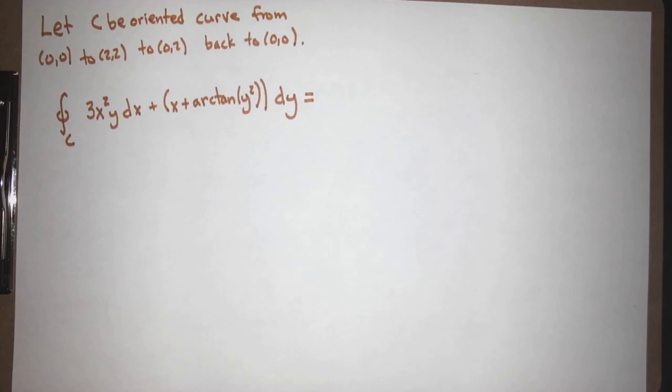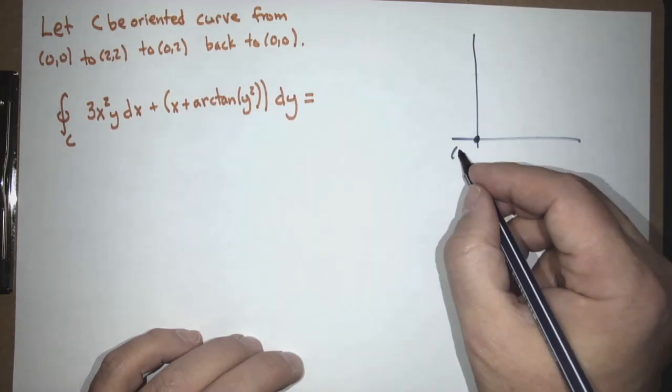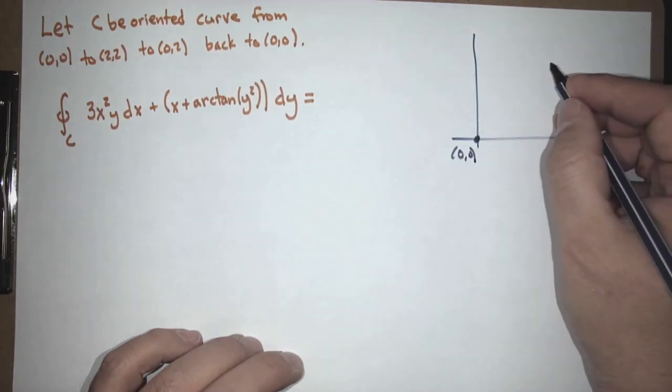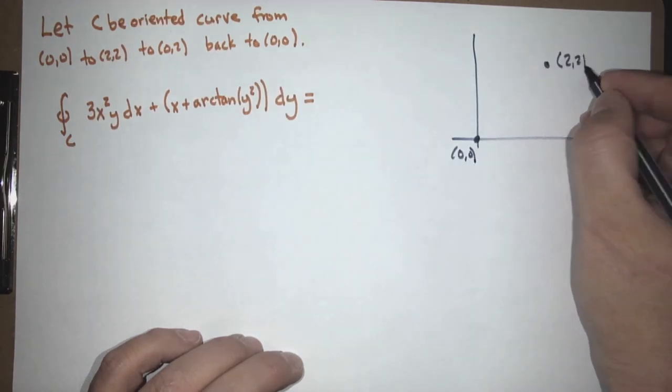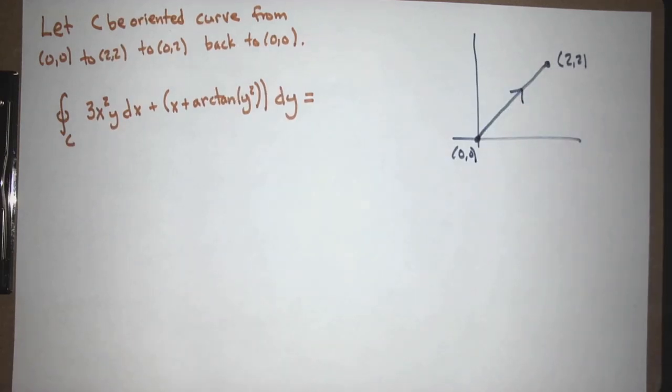Let's see the oriented curve. I forgot the word oriented curve, but that's okay. We're not English majors. From 0, 0 to 2, 2 to 0, 2 back to 0, 0. So let's sketch this. So we have 0, 0. We're going to 2, 2. So we're going to mark and add direction. Then we're going to 0, 2.